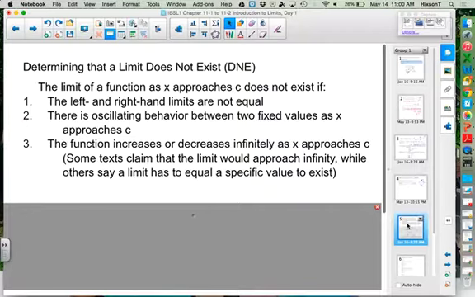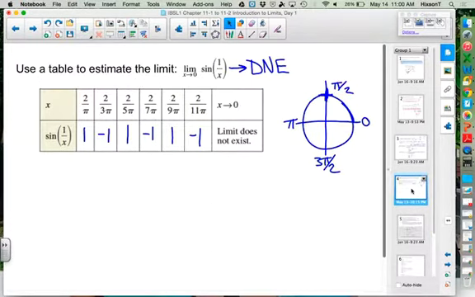Secondly, there is oscillating behavior between two fixed values as x approaches c. Now notice here, it kept going between 1 and negative 1. So by definition, we say that it is... Even though we could get closer and closer and figure out what it's approaching in that way, because the overall function is oscillating, just going back and forth between 1 and negative 1, we would say the limit does not exist. That happens with periodic functions. So you really don't have to worry about that one too much unless you're dealing with trig functions, sines and cosines, typically.